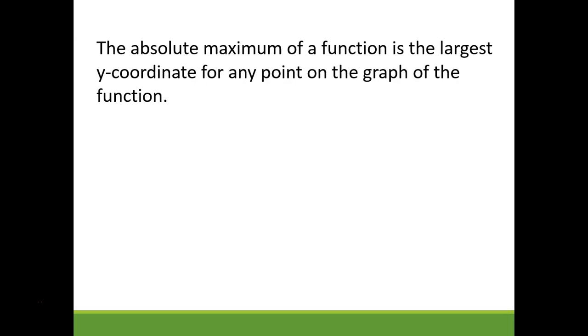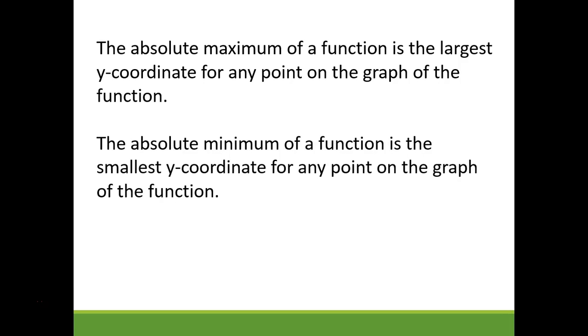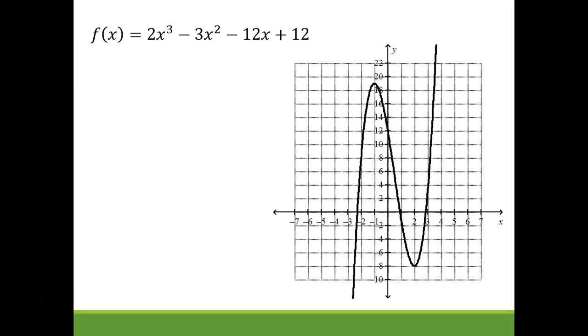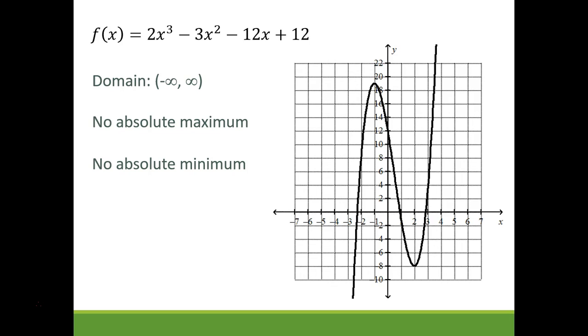So if we find an absolute maximum point on a graph, it's the point that's going to have the very largest y-coordinate of any point on that graph. And if we find a point that we consider the absolute minimum on that graph, then that point will have the very smallest y-coordinate of any point on the graph. So if we think about this function, and the fact that its domain goes from -infinity to +infinity, that's why it has no absolute maximum and no absolute minimum, because there are no single points that have the very highest y value or the very lowest y value for their y coordinates.